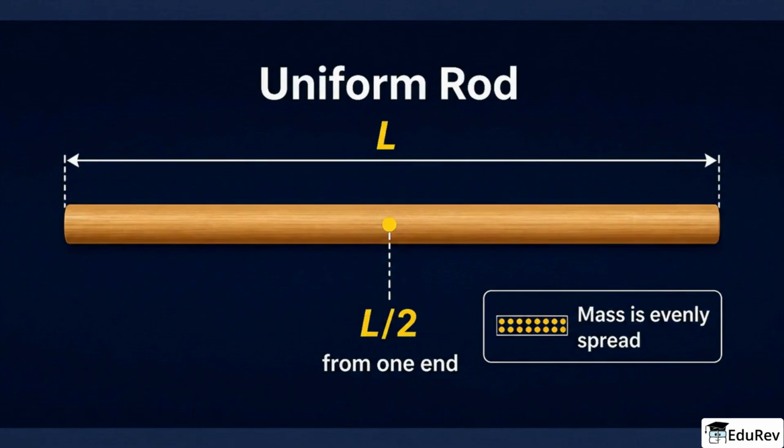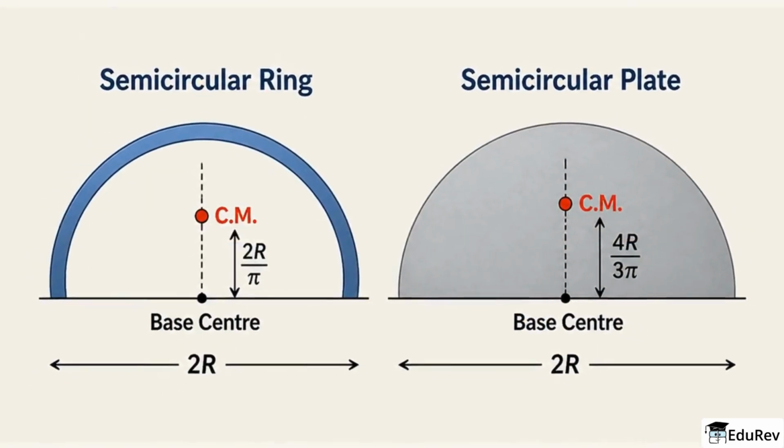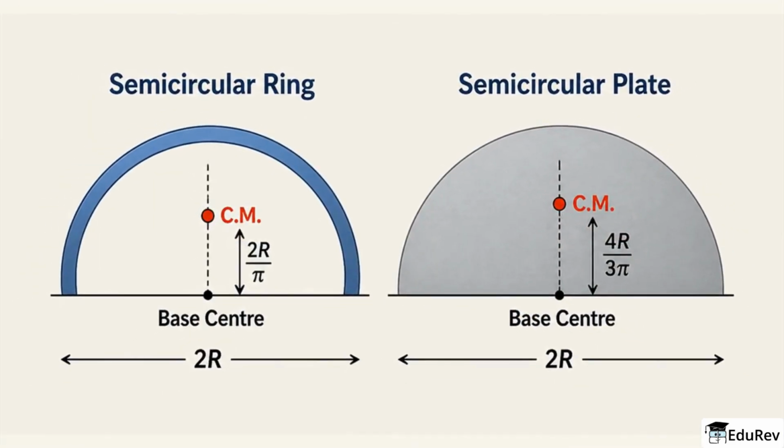Now for continuous bodies, a uniform rod of length L has its center at L divided by 2 from one end. Simple, because mass is evenly spread. A semicircular ring of radius r has its center of mass at height 2r divided by pi above the base center, while a uniform semicircular plate has center at 4r divided by 3 pi.